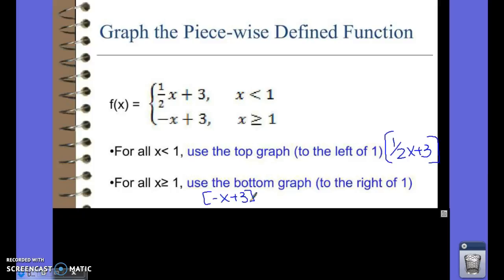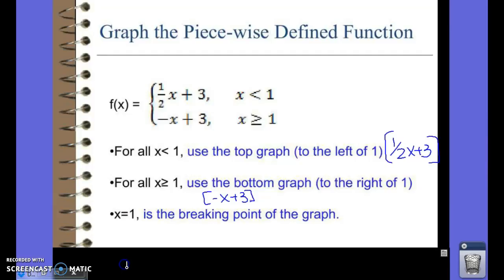The bottom graph on my number line, would it be open or closed? Closed. And then would I shade left or right? Right. So can't you see that my domain is split at 1, and the 1 is included in the bottom expression. So the 1 is our breaking point of the graph, and it's going to be included with negative x plus 3.